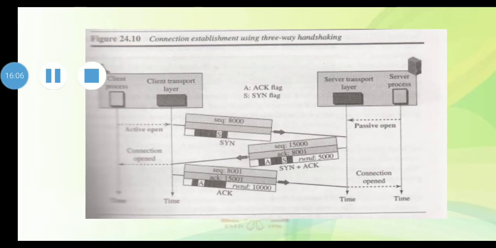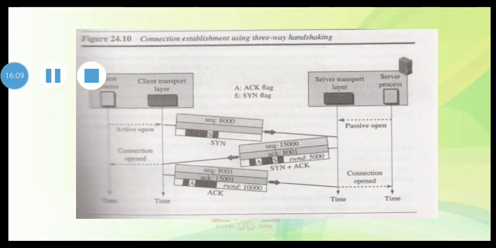The first step is that the client sends the first segment, known as the SYN segment, in which only the SYN flag is set. This segment is needed for synchronization of sequence numbers. The client chooses a random number as the first sequence number and sends it to the server. This sequence number is known as the initial sequence number, ISN.